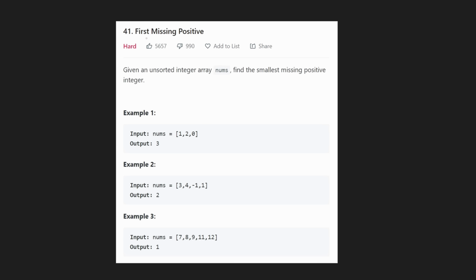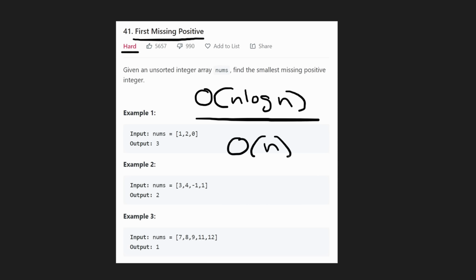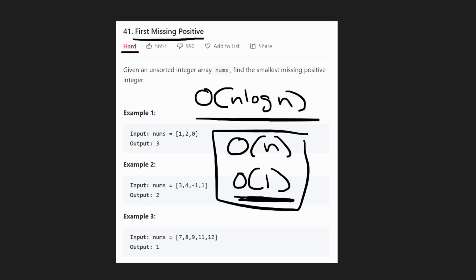So today let's solve first missing positive. This is a hard problem, not because it's hard to solve. There's a variety of solutions. One solution is an n log n solution. Another solution is a linear time solution, but that one takes linear memory as well. But there's also a solution with linear time that takes constant memory, and that's the difficult solution to create, which is why this problem is categorized as hard. That's the one I'm going to be mostly going over today.